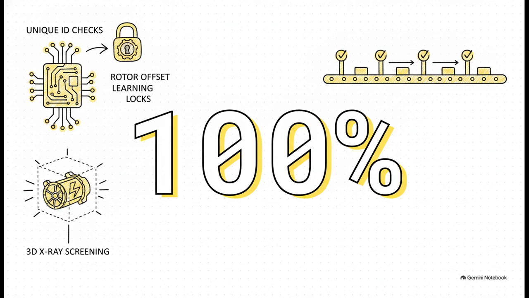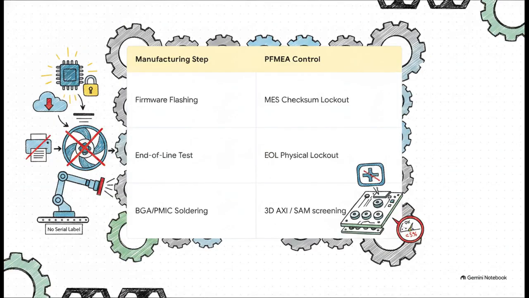That means mandatory unique ID checks for every single board. It means 100% completion of rotor offset learning locks, and total 3D X-ray screening for every single unit. There is absolutely no sampling, no good enough on this assembly line. Every single controller must pass every single gate, full stop. Let's see how this creates a completely uncompromising factory ecosystem.